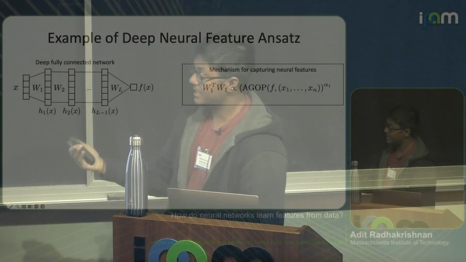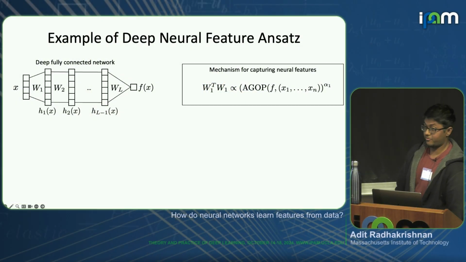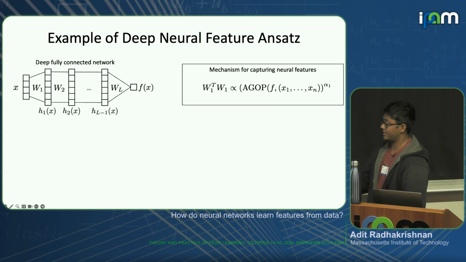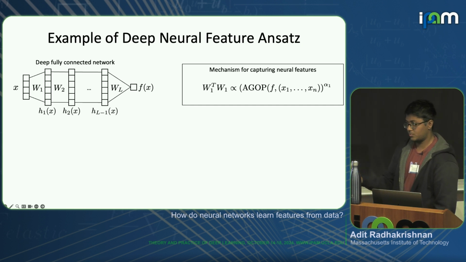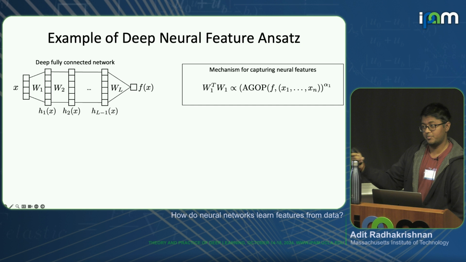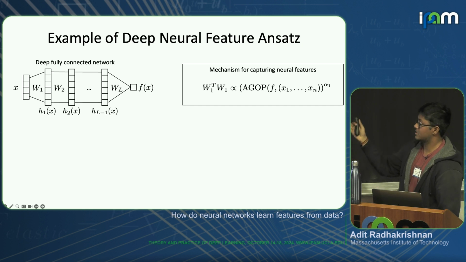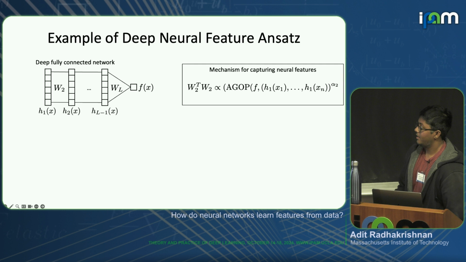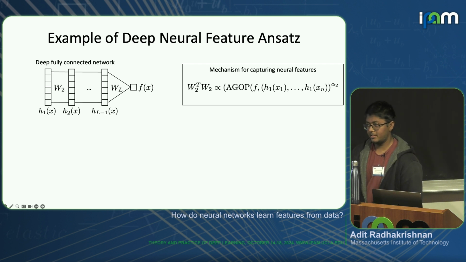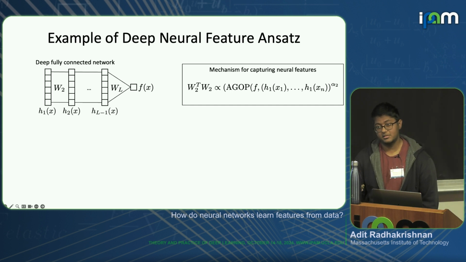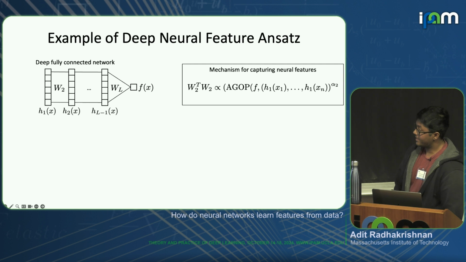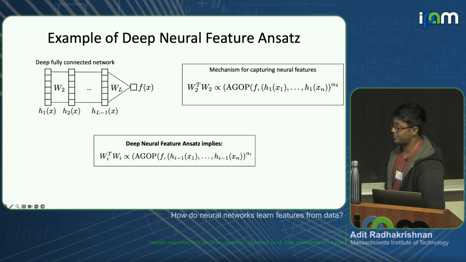Okay, just as an example of what this ansatz means for fully connected networks, here's my diagram of an L hidden layer fully connected network. If I want to understand what the features of the first layer are, this weights 1 transpose weights 1, I'm claiming that this is the AGOP of f with respect to the input data itself, x, to some matrix power alpha 1. If I want to look at the features of the second layer, I'm going to look at the AGOP with respect to h1 of x, the inputs to the second layer. And I can do this at any layer, and I have the general formulation here.